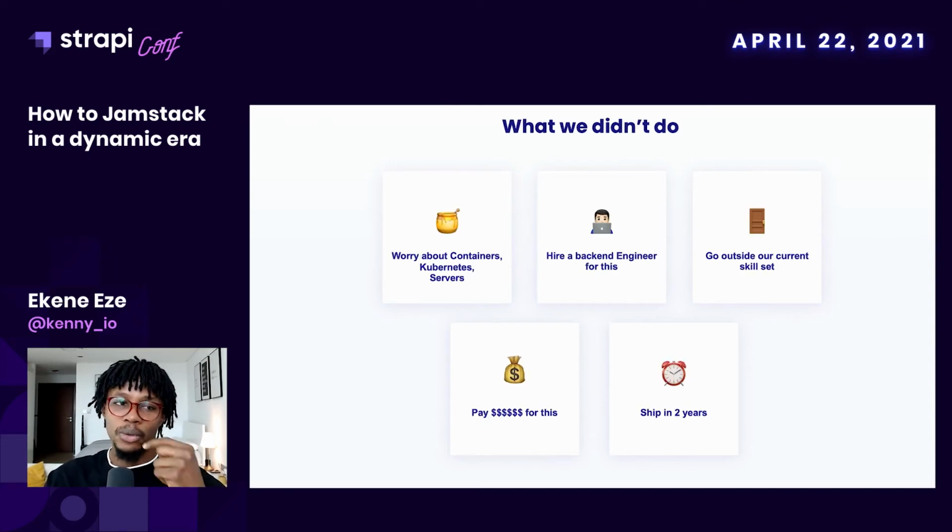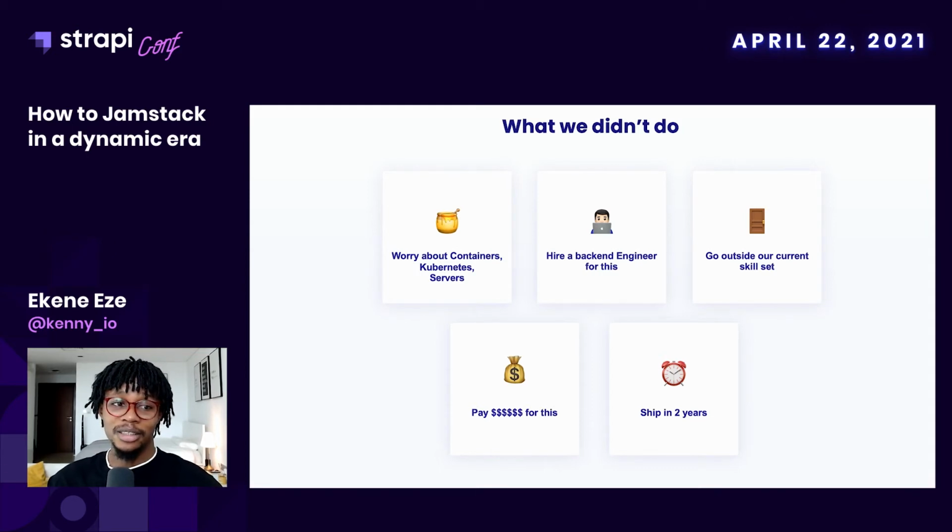What we didn't do though is worry about Kubernetes and containers and servers. We remained just front-end engineers, and we didn't have to deal with any of those things that we are not by default comfortable with. We didn't hire a back-end engineer for this as well. So we were just a team of front-end engineers, and we got all of this done well within our skill set. We didn't also go outside our current skill set, right? Everything was JavaScript based. So it needed a little bit of figuring out every now and then, but we didn't have to learn C#, for instance, to get these things done.